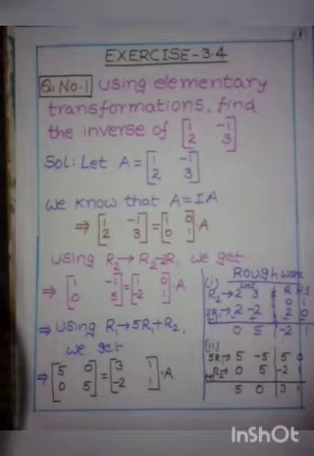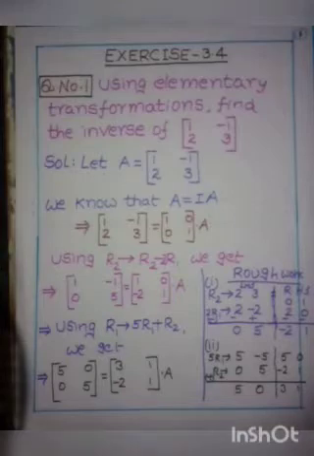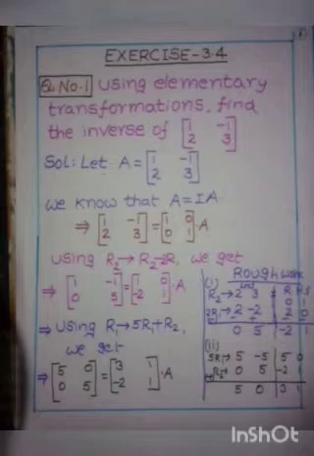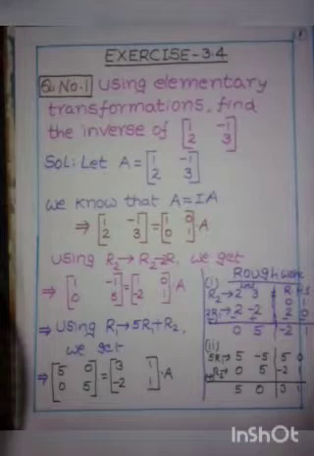Today we are going to discuss the solutions to the problems in exercise 3.4. But you should learn well about the definition of elementary transformations. Row operations are there and column operations are there. What are the operations? Total 6 elementary operations are there.